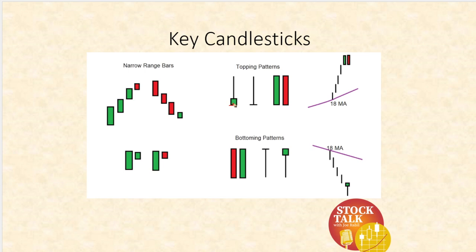If you just look at the close, you'd say, okay, that was a decent day. But in reality, this was not a great day. The sellers took advantage of this rally and sold it back. So that's something that I would consider to be a topping tail.